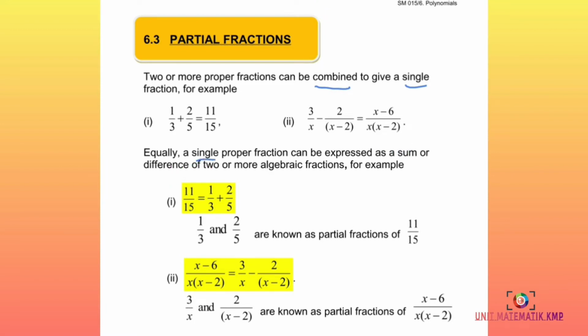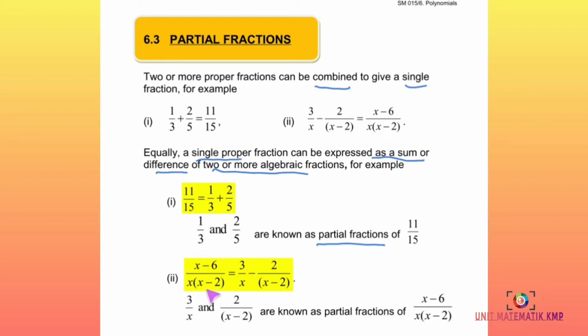Equally, a single proper fraction can be expressed as a sum or difference of two or more algebraic fractions. For example, 11/15 is equal to 1/3 plus 2/5. 1/3 and 2/5 are known as partial fractions of 11/15.